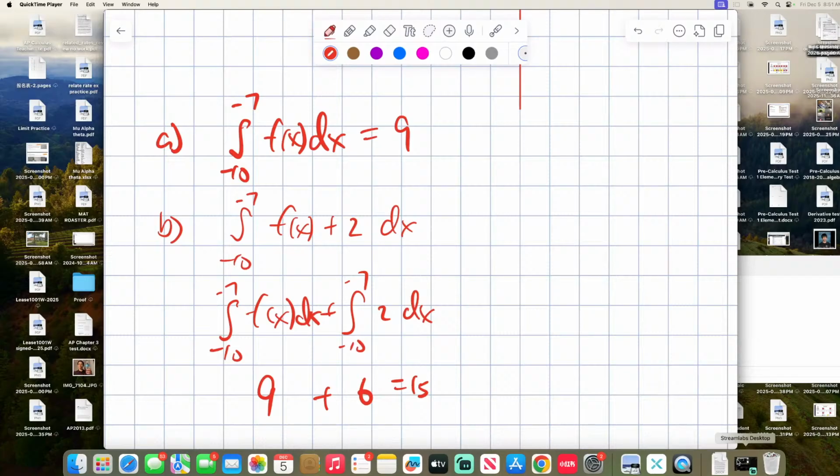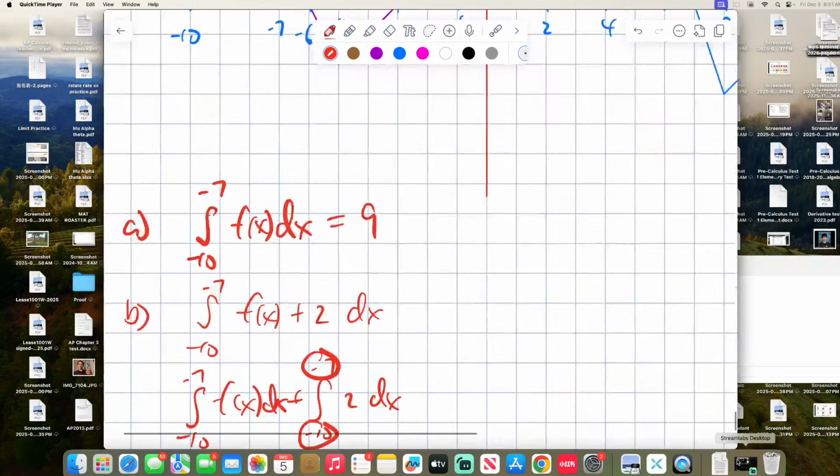Where did I get 3? What do you mean 3? Oh, because from negative 10 to negative 7, the difference is 3. And 3 is a rectangle, right? We say y equals 2, then it's between negative 10 and negative 7. So that's how you get 3, and 3 times 2 is 6.